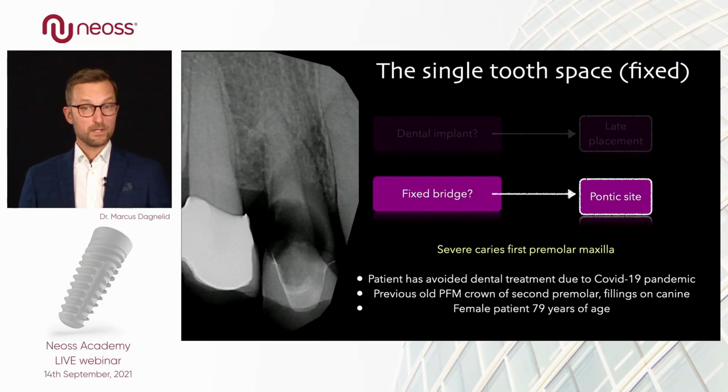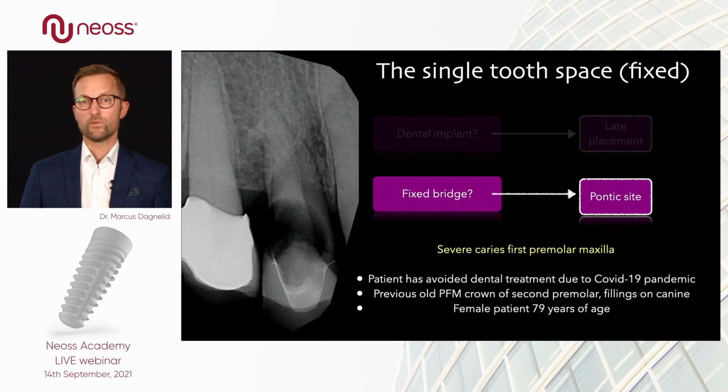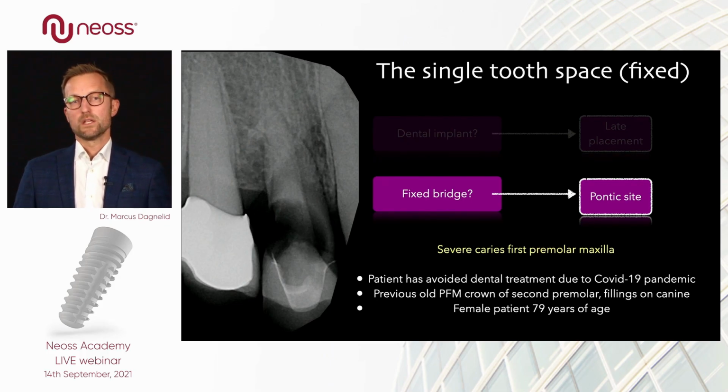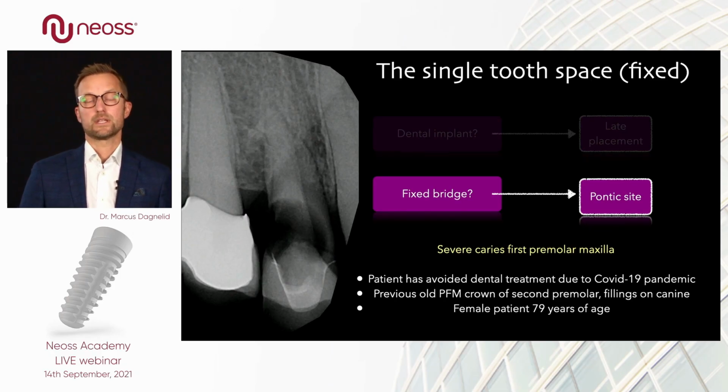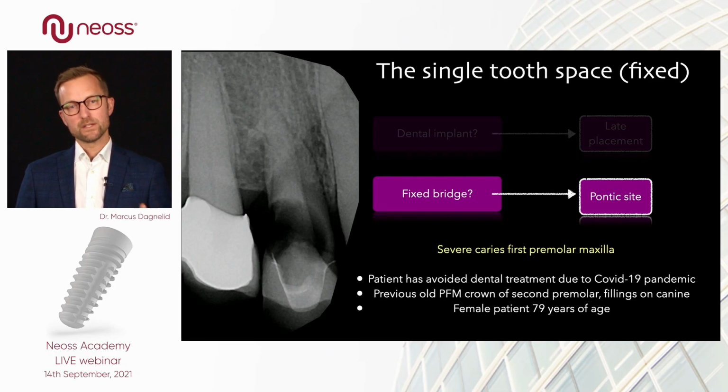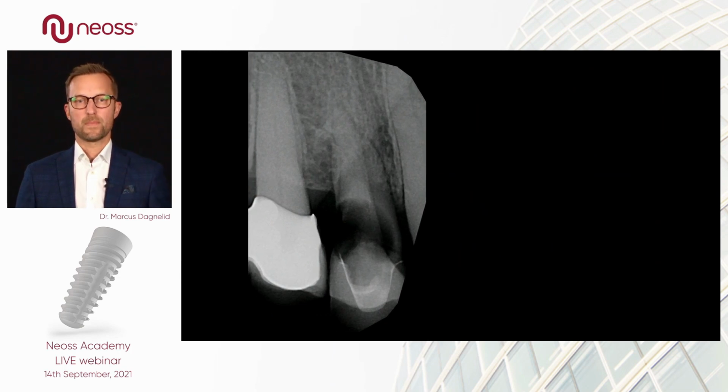Then, of course, when we go to this case here, this is a slightly older female patient. She has avoided dental treatment due to the COVID-19 pandemic. She has an old PFM crown on the second premolar, and there are fillings on the canine. So this is perhaps a patient where we're not aiming for an implant treatment, but just looking at a simple fixed partial denture. But at the same time, we want to keep the tissues at the Pontic site. So we still want to have function and aesthetics over time.